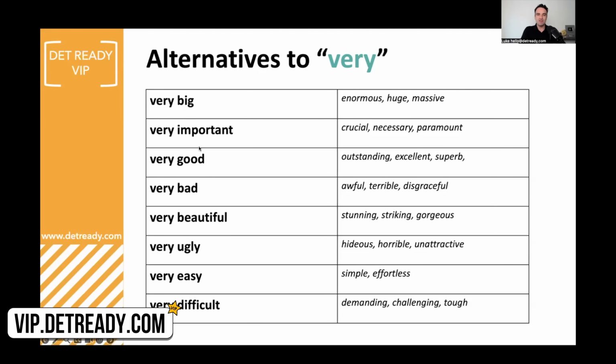Yeah, let's read them. Very important: crucial, necessary, paramount. Very good: outstanding, excellent, superb. Very bad: awful, terrible, disgraceful. Very beautiful: stunning, striking, or gorgeous. Very ugly: hideous, horrible, unattractive. Very easy: simple, or effortless. And very difficult: demanding, challenging, or tough. Try to use these.